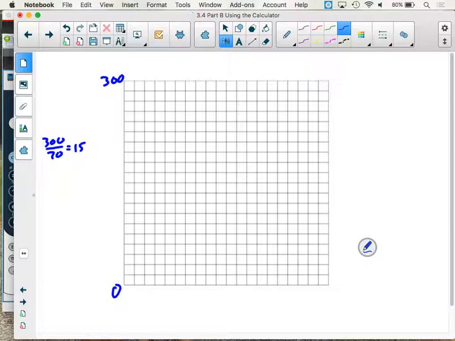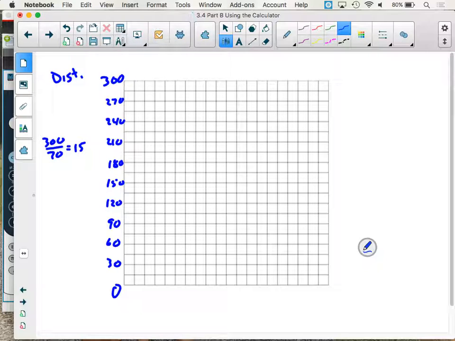Now, I don't think I'm going to write in every one. I might write every 2. So let's say that's 30, 60, and 90, 120, 150, 180, 210, 240. Here's my 270. I know that's my y-intercept. So this is going to be my distance.